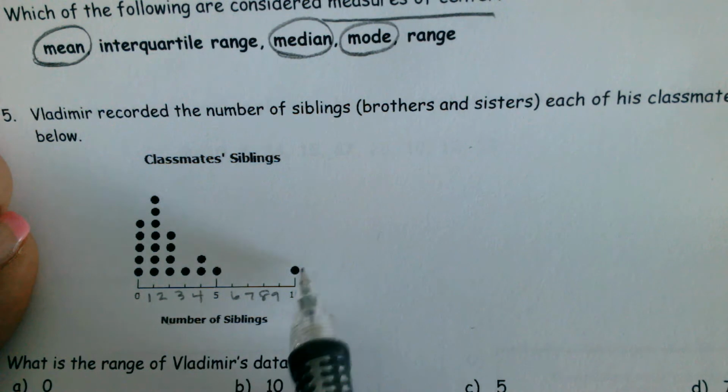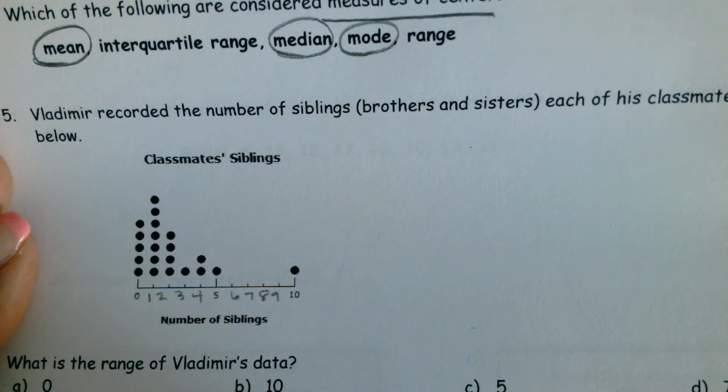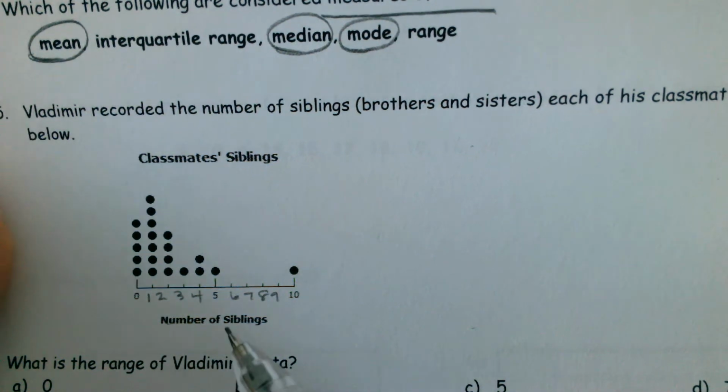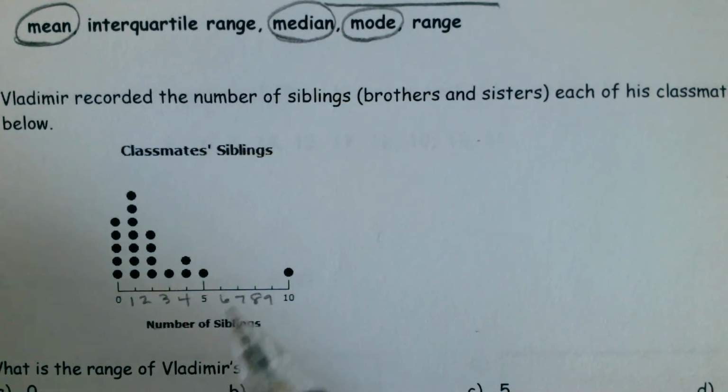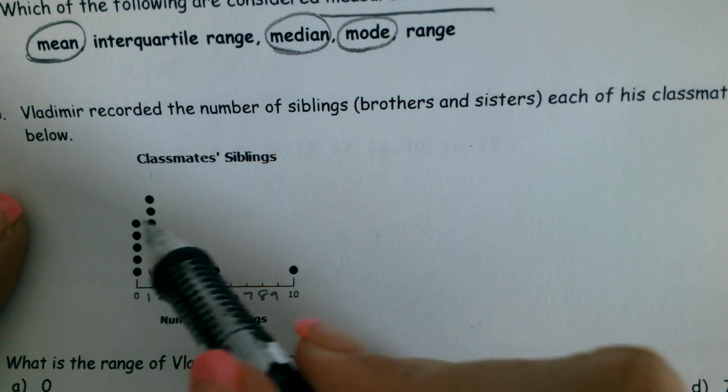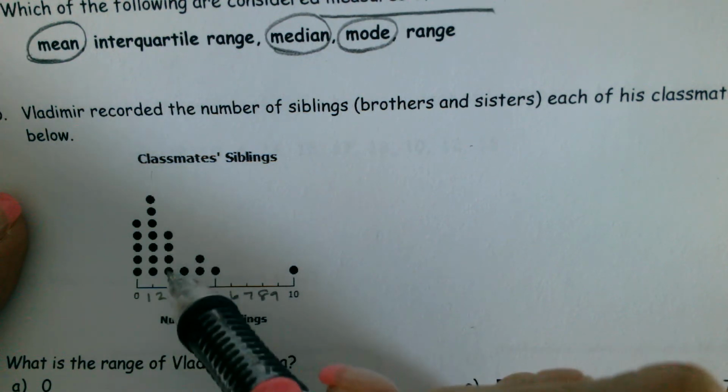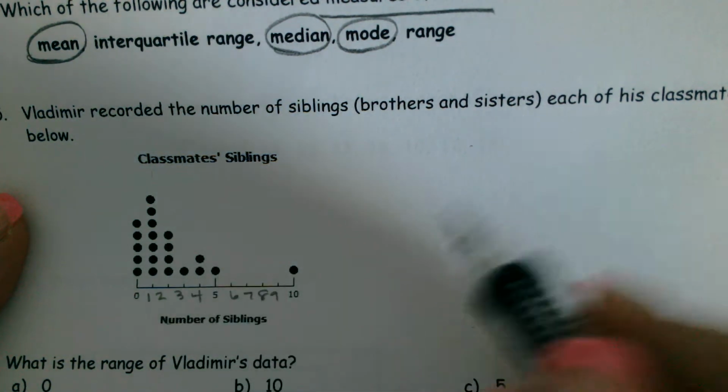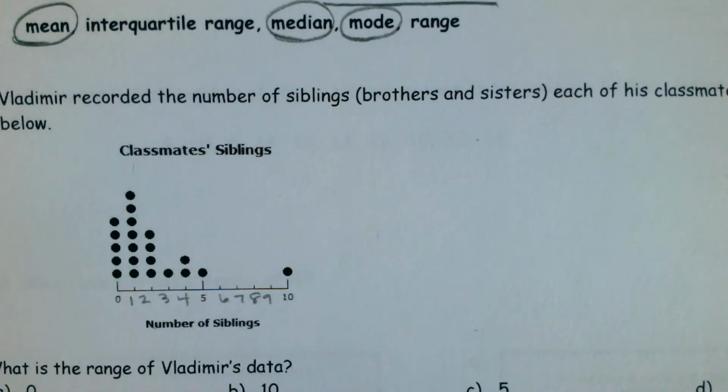So one student in the class has 10 siblings. Whoa, that's a lot of siblings. Okay, you can answer questions like, how many people did I actually survey? I could count the dots. I have 5, 10, 11, 12, 13, 14, 15, 16, 17, 18, 19, 20, 21. So I surveyed 21 people.